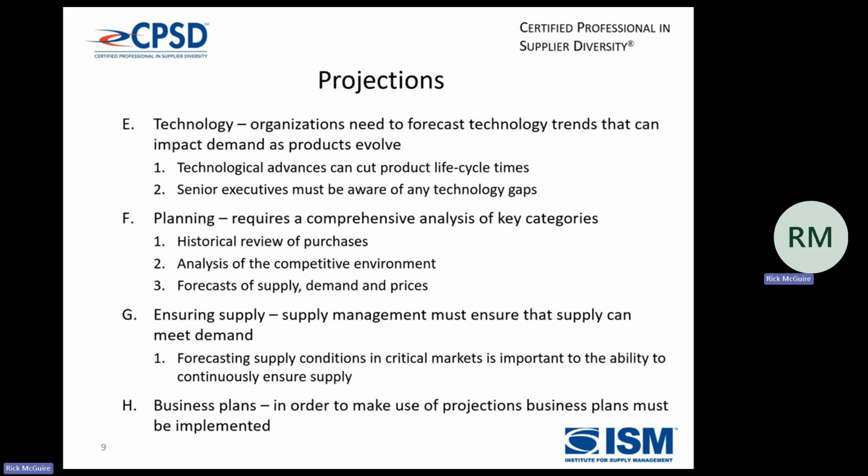Ensuring supply. Management must ensure that supply can meet demand. Forecasting supply conditions in critical markets is important to the ability to continuously ensure supply. So you're looking at capacity here. Business plans. In order to make use of projections, business plans must be implemented successfully.